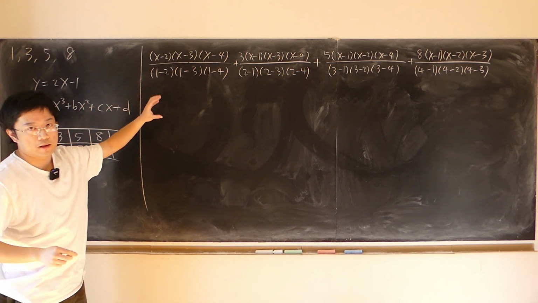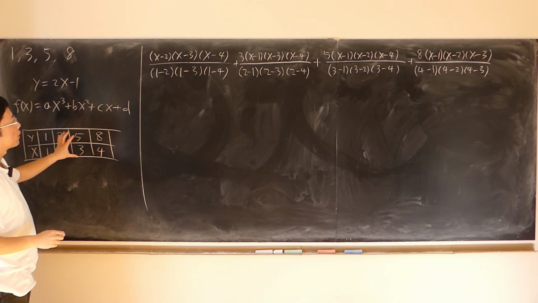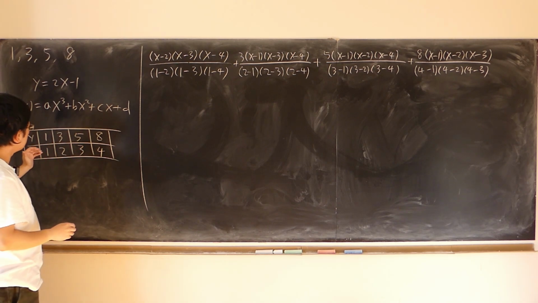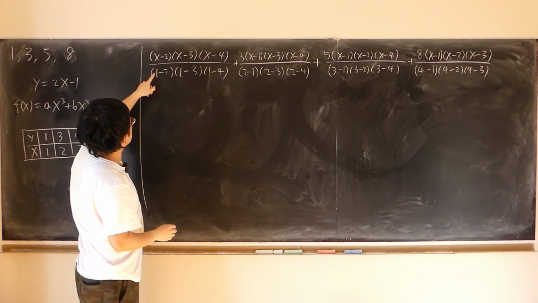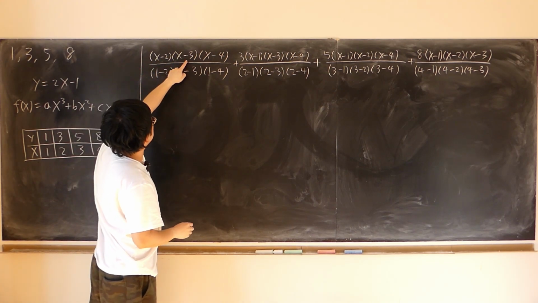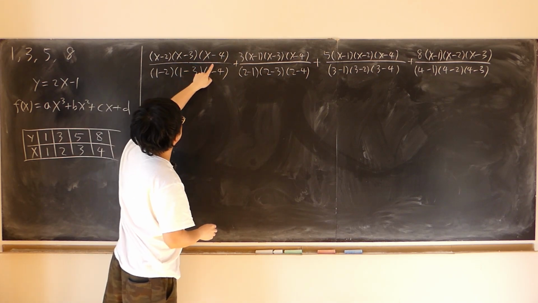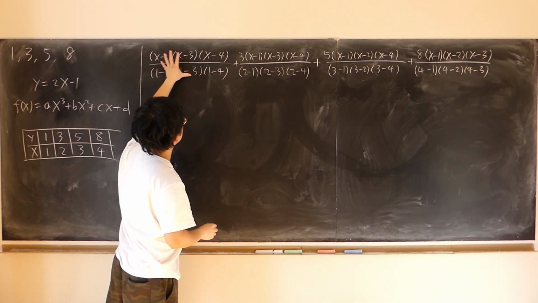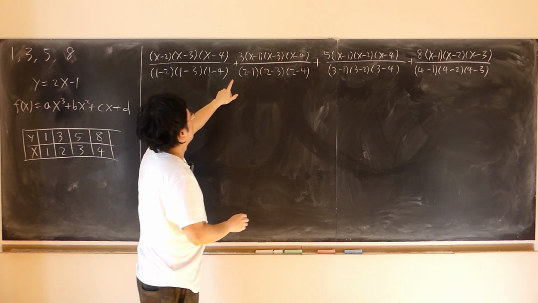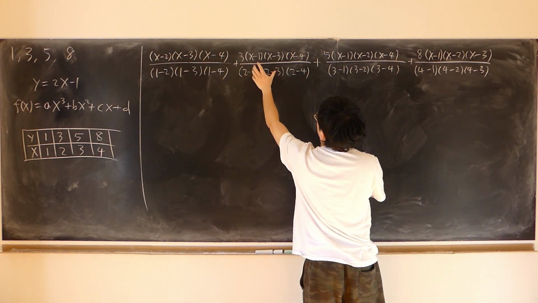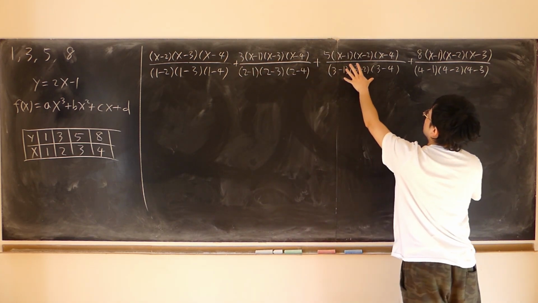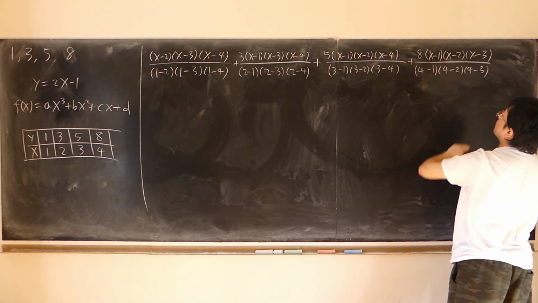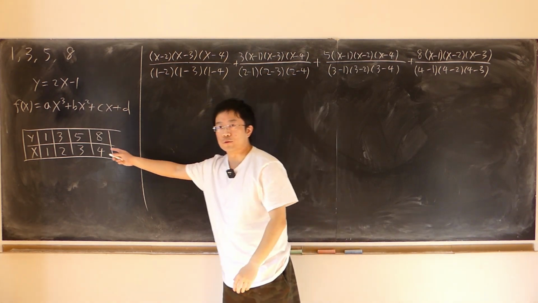Right, I say it passes through those 4 points. Why? Because when x is equal to 1, I have 1 minus 2 cancel with this, 1 minus 3 cancel with this, 1 minus 4 cancel with this. So this term becomes 1 when x is equal to 1. So the others become 0, gone. So y is equal to 1.